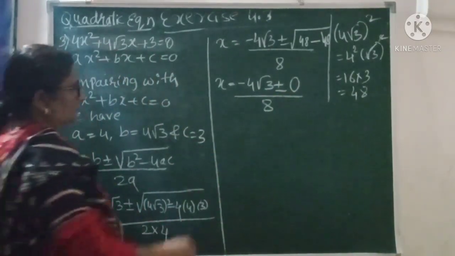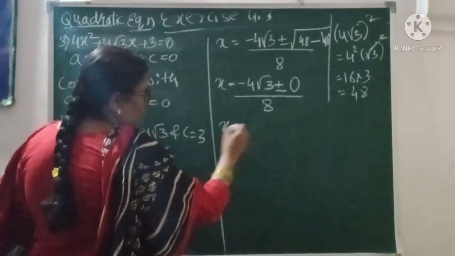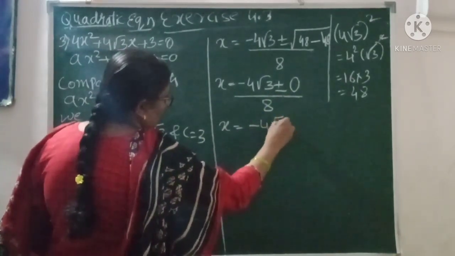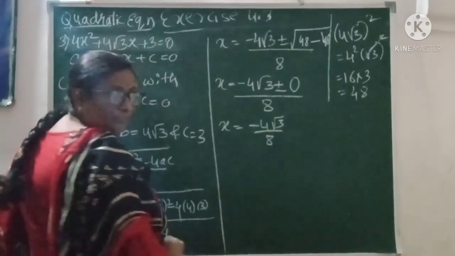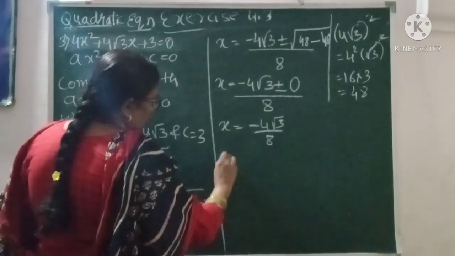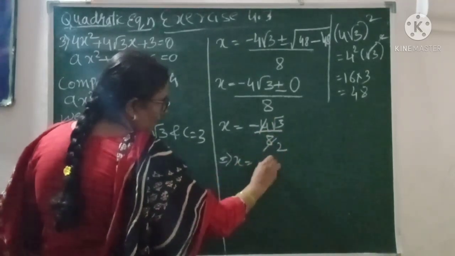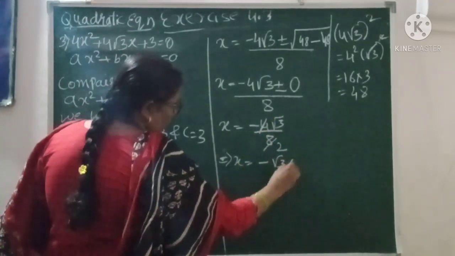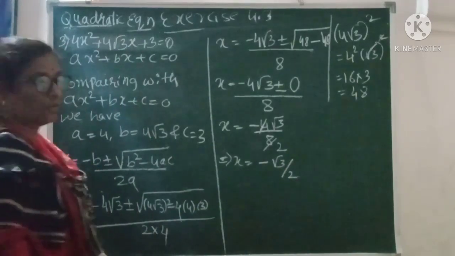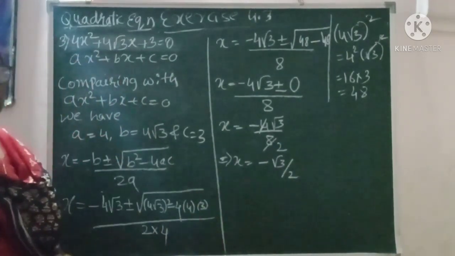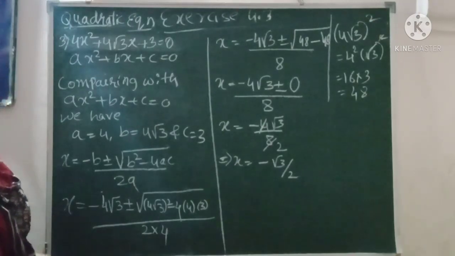See children, now look at this one. It is x equals, so 0 has no value. You can write minus 4 root 3 upon 8. So this implies x is equal to, you can cancel now, 4 1s are 0, 4 2s are 0, minus root 3 upon 2. That means it has equal roots. That is, we are going to get x is equal to minus root 3 by 2, and one more minus root 3 by 2. This way you are going to solve this one.